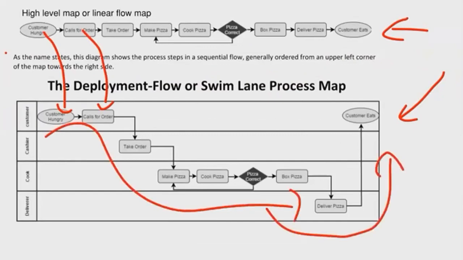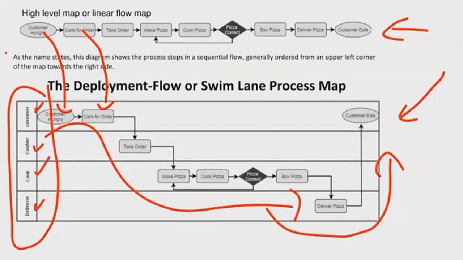What swim lane diagrams do, though, is they also include another important element for process analysis, and that is the stakeholder interaction within the process itself. And you can see here we've got the customer, the cashier, the cook, and the delivery driver. They each have their own lane because they all interact in the process flow itself.